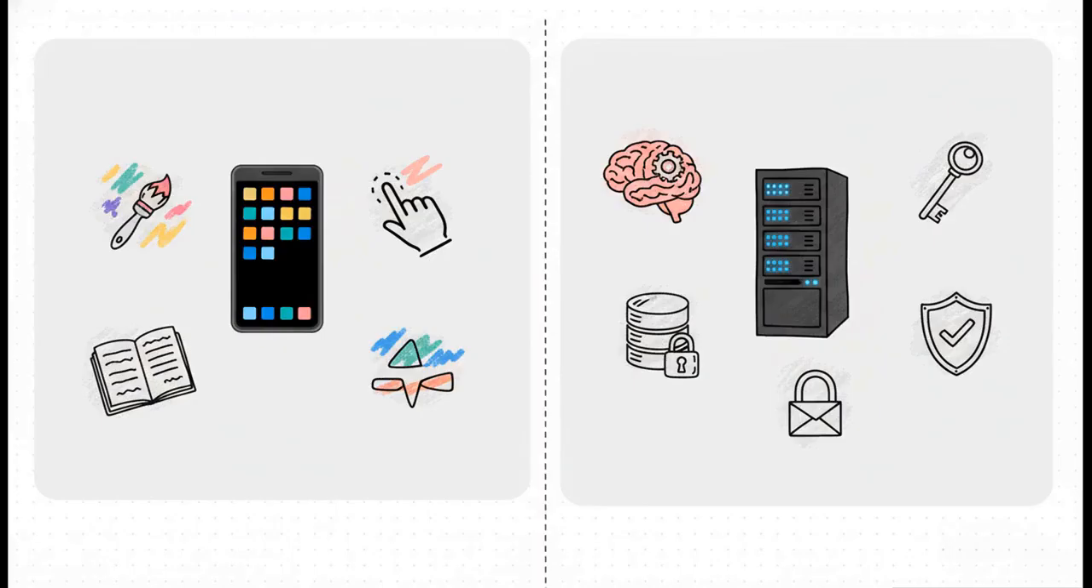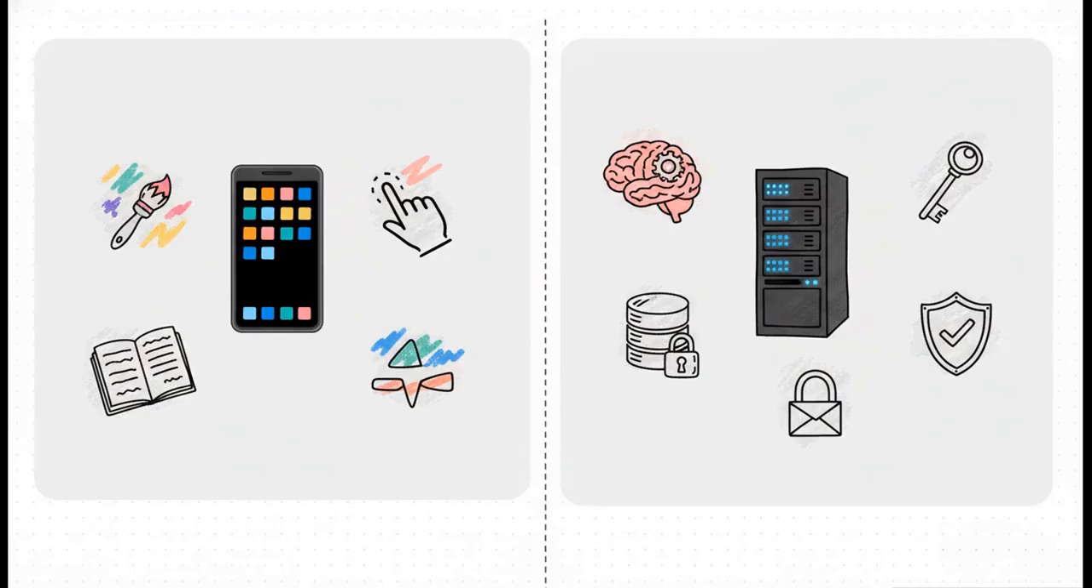Well, the client's job is mostly about presentation. It's responsible for drawing the screen, for handling your taps and your clicks, and for keeping track of temporary stuff, like what you've typed into a form but haven't submitted yet. The goal is for the client to be thin. It asks for things, but it doesn't make the big decisions. The server, on the other hand, that's the authority. That's where the real business logic lives.